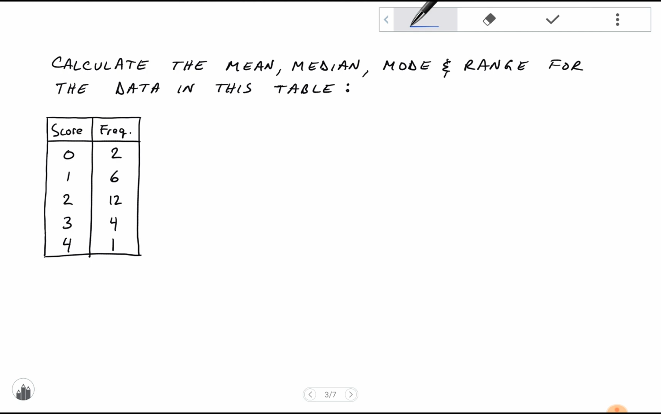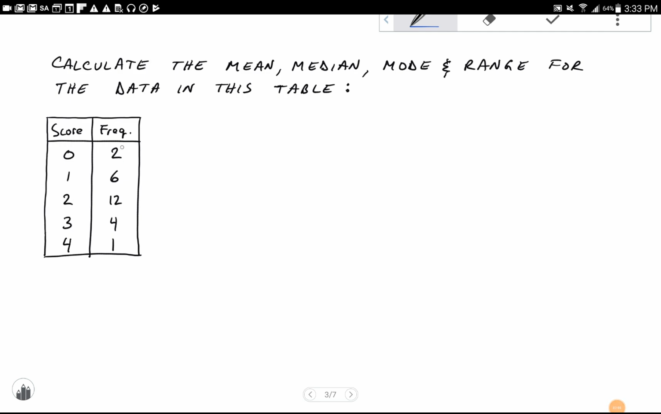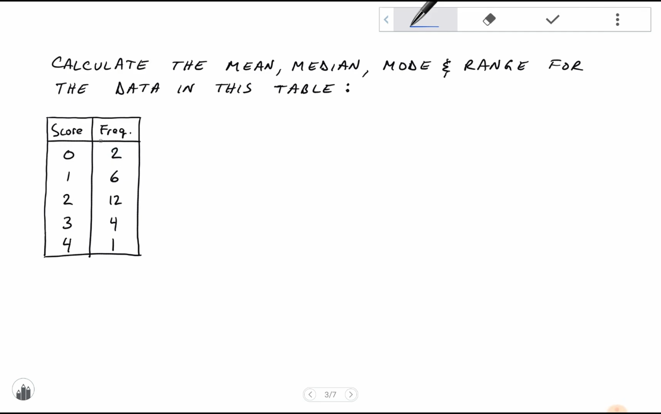Okay, let's calculate the mean, median, mode, and range for the data in this table here. It's a frequency table, so this is going to be different than our previous example. This frequency is the amount that this score occurs. Here, the score of 2 occurs 12 times. So really, someone's already taken a bunch of data and put it into this chart. They've already summarized it.